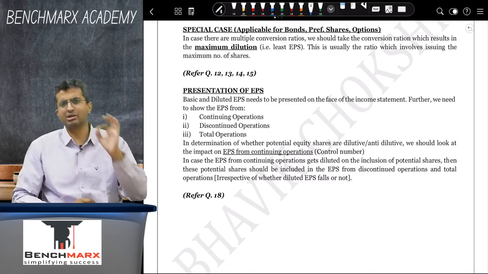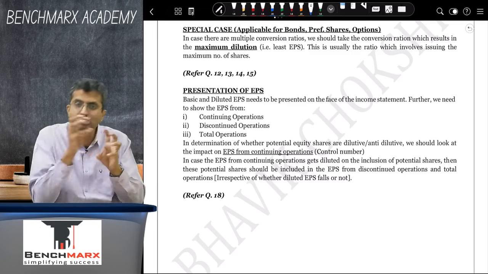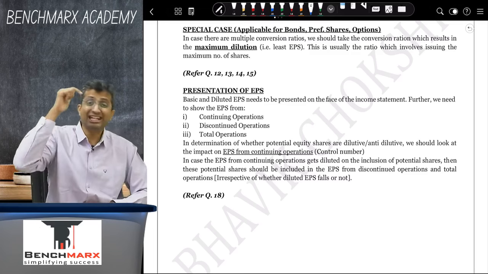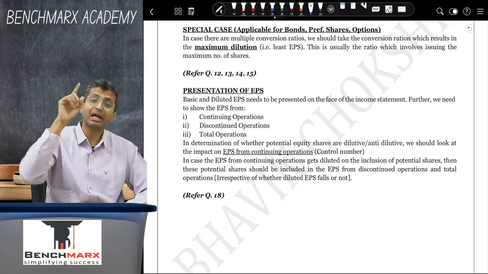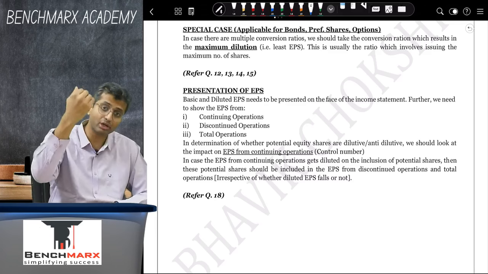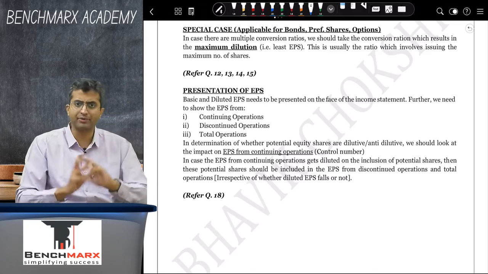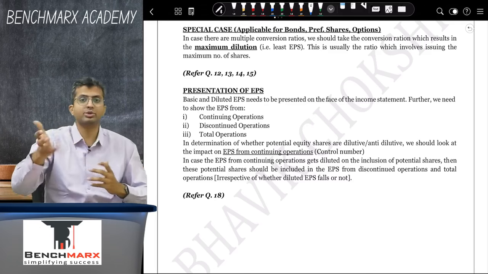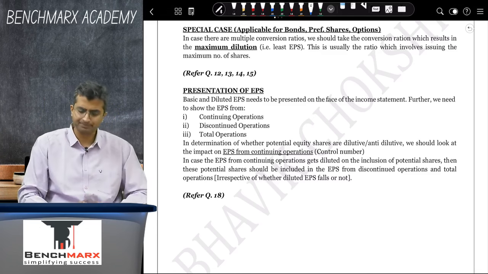Ind AS 33 says the most important among the 3 is EPS from continuing operations, and if the addition of a potential equity share dilutes, that is, it reduces the EPS from continuing operations, then that potential equity share is considered to be dilutive and should be included in all the 3: continuing, discontinued, and total operations, irrespective of whether for the others it reduces or increases. EPS from continuing operations is what you call a control number.